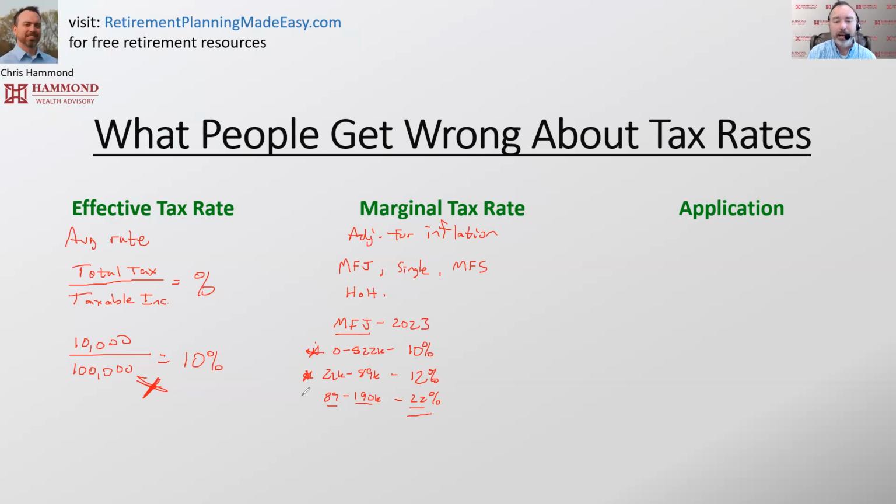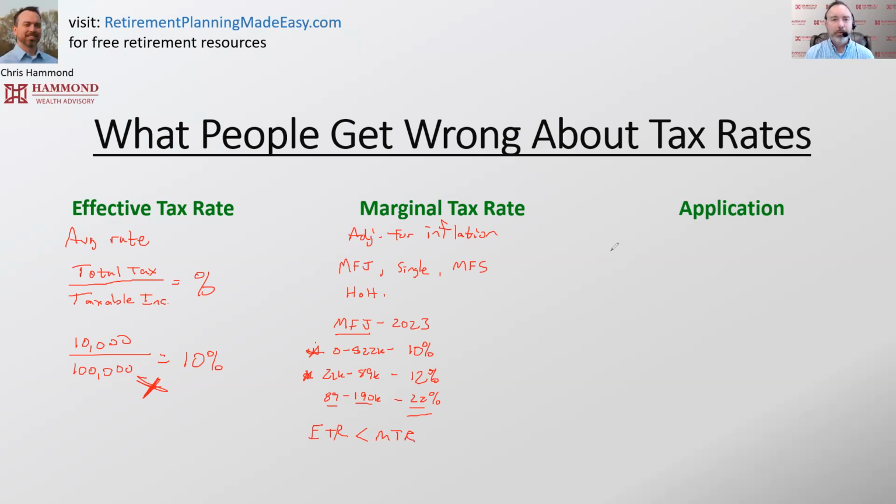Only it was taxed at 22%. So the tax bracket of 22%, the marginal tax rate, is higher than the effective tax rate. And that's something we can learn from effective tax rates: they are typically always going to be less than marginal tax rates because we have a progressive taxation system.